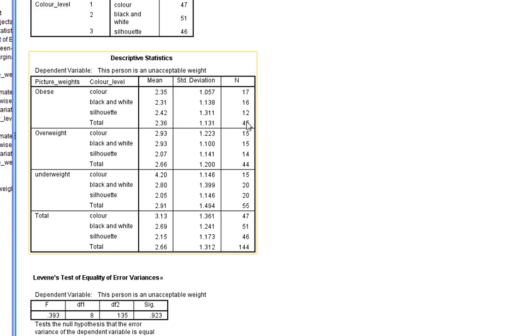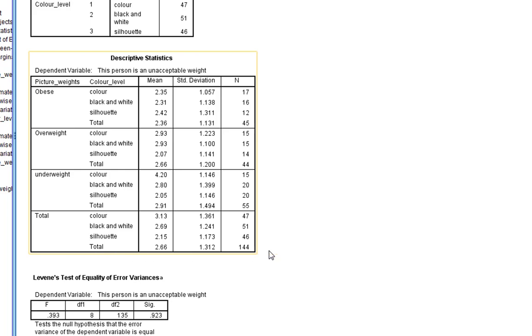The total score here is the mean and standard deviation of responses to obese pictures regardless of what the colour level was, and that's the same here as well. So that's the mean and standard deviation of responses to overweight pictures regardless of the colour level. This total one here is slightly different. So this is regardless of picture weight. This is the mean and standard deviation of the response to colour pictures regardless of the weight. So essentially it's collapsing conditions. Mean and standard deviation of response to black and white pictures regardless of weight, and the same for silhouette.